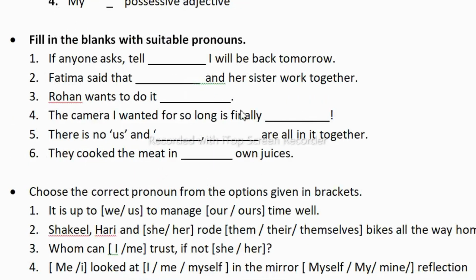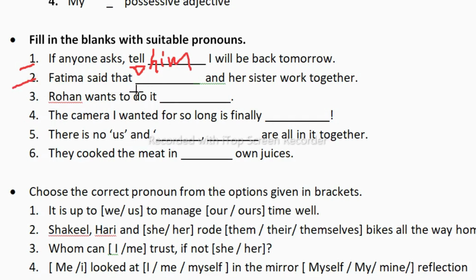Filling the blanks with the suitable pronouns. So the first blank is: if anyone asks, tell dash I'll be back tomorrow. So what can you fill here? If anyone asks, tell him I will be back tomorrow. Why him? Because it is an objective pronoun and after the verb objects will follow. That's why we are taking him here, not he. So this is the objective pronoun. After the verb we have to take objects. Now let's move to the next one.